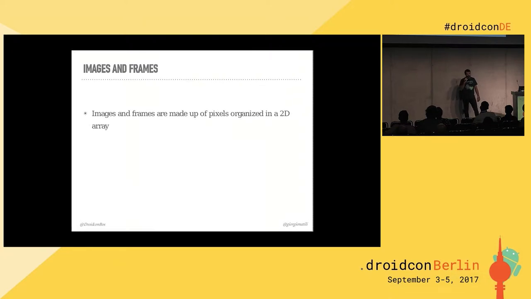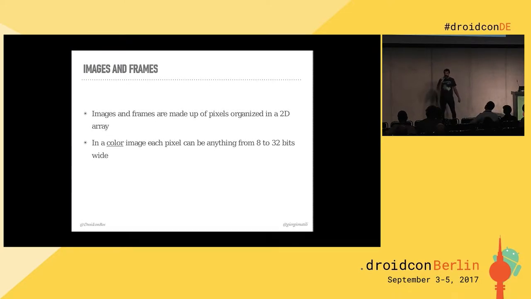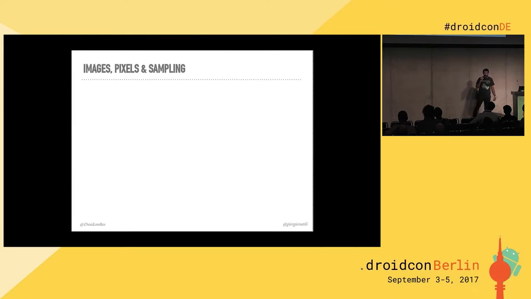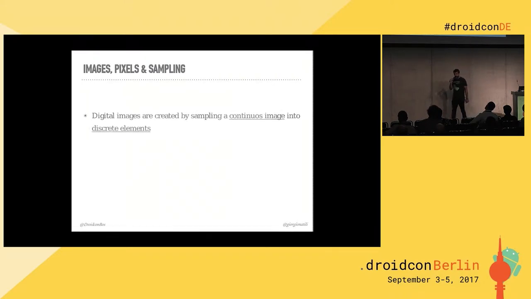Let's start to have some common terminology. Images and frames are made up of pixels organized in a two-dimensional array. That's the most important information you have to keep in mind for this whole presentation. In a color image, each pixel is represented by anything between 8 and 32 bits, while a grayscale image uses only 8 bits per pixel. Why is this important? Because a gray image uses much less memory, and it's much easier to process.